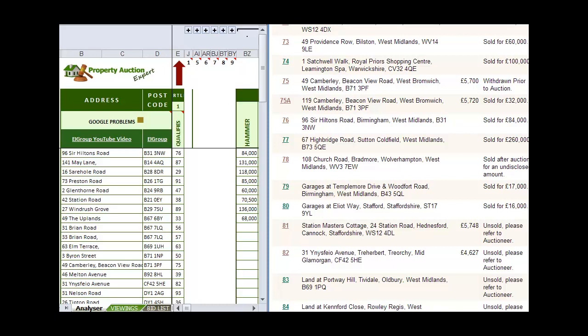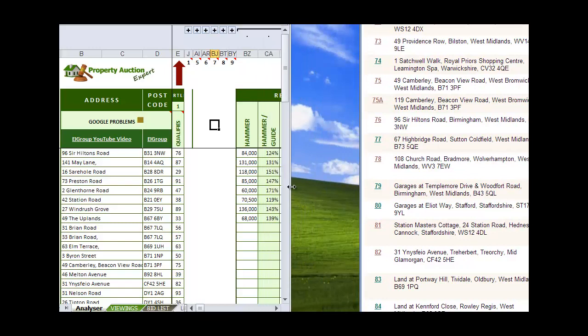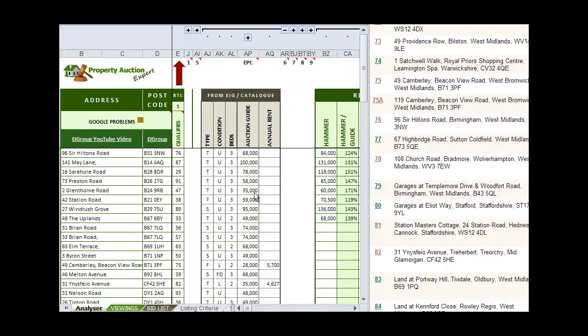Now the result of entering the hammer prices is that we get a percentage ratio between the hammer and the guide price. And let's open up the guide price, and here are the guide prices. And so with the hammer price at £84,000 on a guide of 68,000 on lot 76, the hammer guide ratio is 124%, which means the hammer price was 124% higher than the auction guide price.